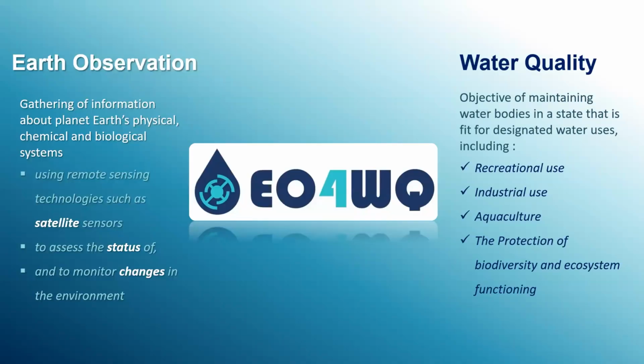Okay, so both Earth observation and water quality are fairly broad terms. So when we do refer to Earth observation, we are talking about gathering information about the Earth's surface while using remote sensing technology such as satellites. And this allows us to both assess the current status and the changes in the environment. We're also using the term water quality in its broadest possible sense, in that we're referring to the state of water bodies for a wide range of uses, such as recreation, industry, aquaculture, and proper ecosystem functioning.